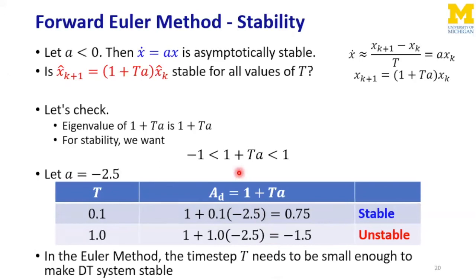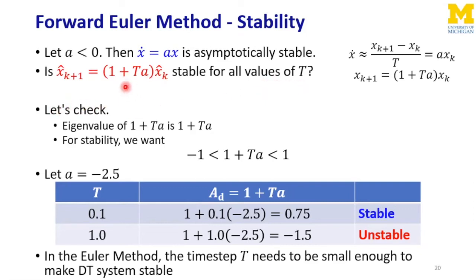Okay, now that we know what stability in discrete time systems looks like, let's analyze the stability of the discretized system that we obtain with the forward Euler method. We'll do this by analyzing a simple scalar linear case as always. So let's suppose a is less than 0. In that case, x dot equals ax is asymptotically stable. And this is the discrete time system that we obtained using the forward Euler method. The question we are asking is, is this system stable for all values of T?